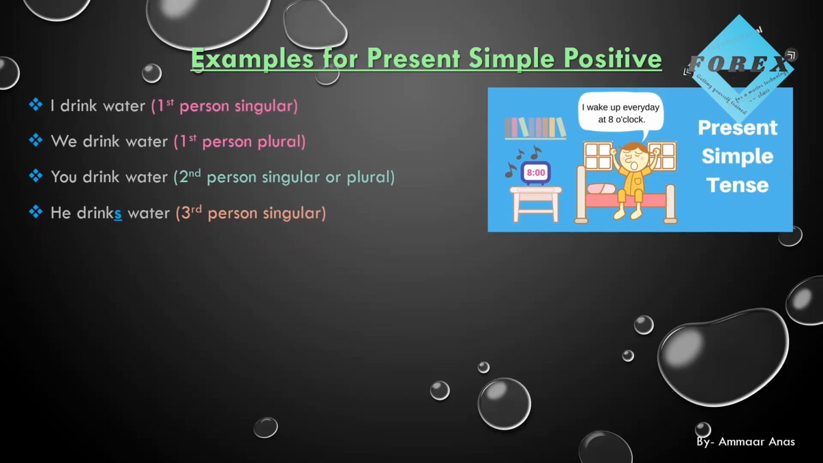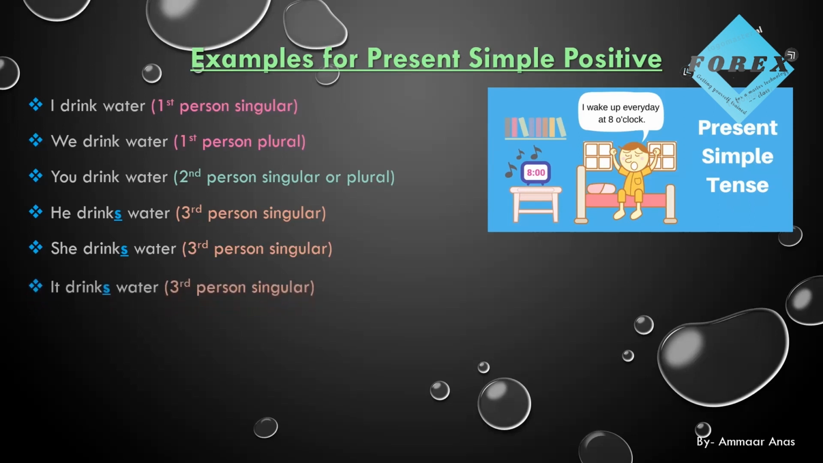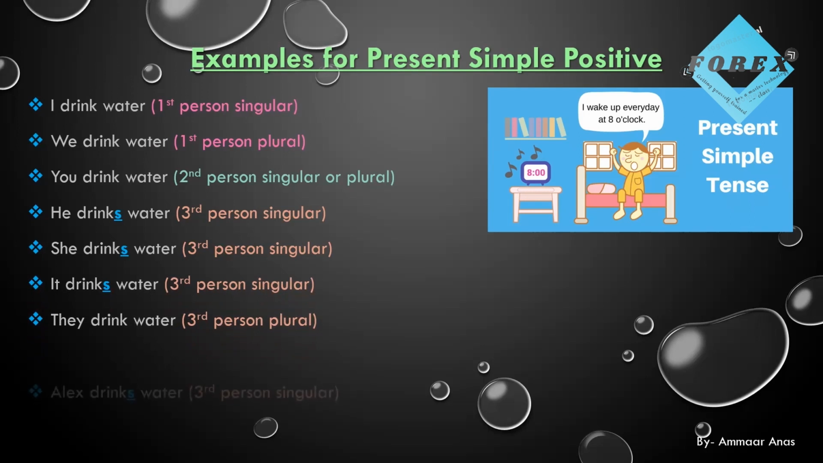Then here comes the third person singular. Here, he drinks water. If you can see, we added an s at this place, which means when it's a third person singular, we add s. And then we have she drinks water, the third person singular. Then comes it drinks water. It's also the third person singular. After that, we get the third person plural, which is they drink water. Now, if you can see, this is the third person, but we haven't added s. Why? Because it is plural. So in case of plural, we won't add s.